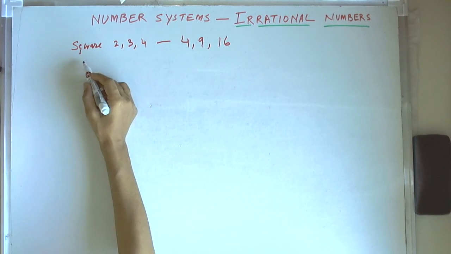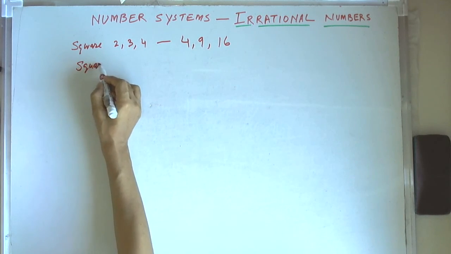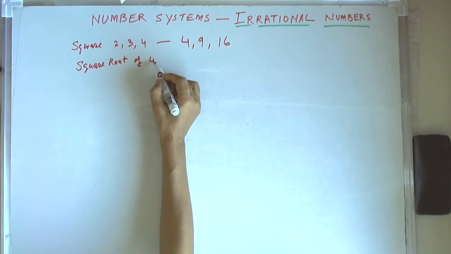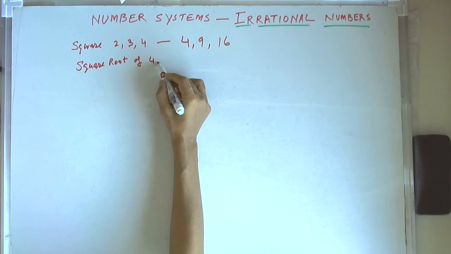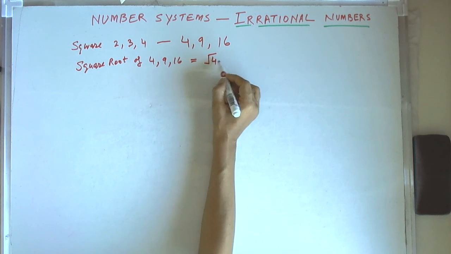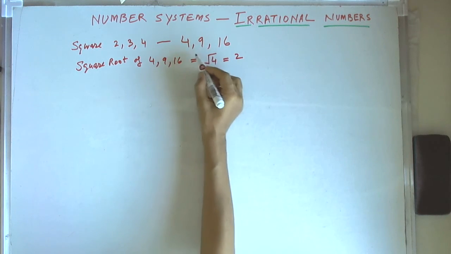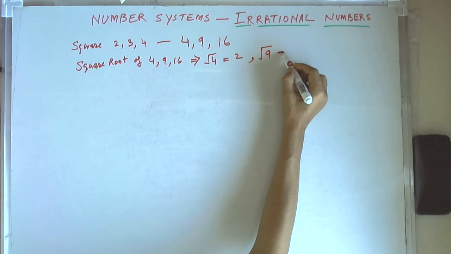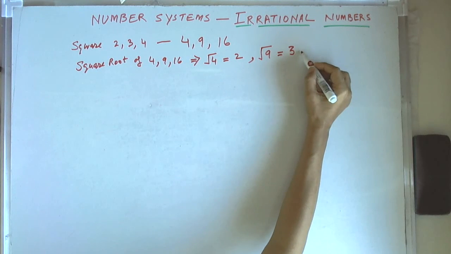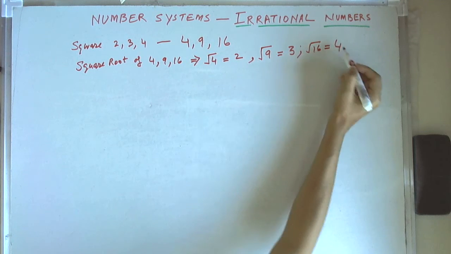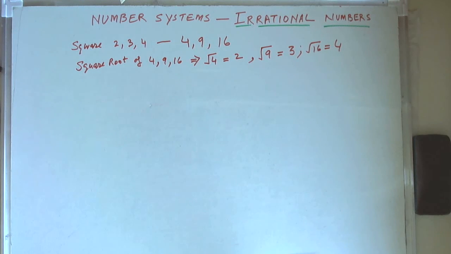And so if we want to take the square root of 4, 9 and 16, for example, it will become like under root 4, that will be 2, and then under root 9 is equal to 3, and then under root 16 is equal to 4. So what does this indicate?